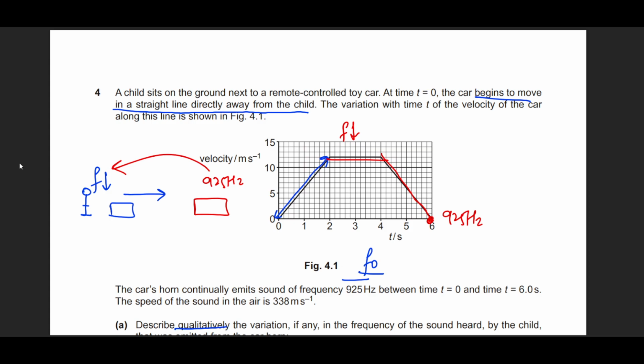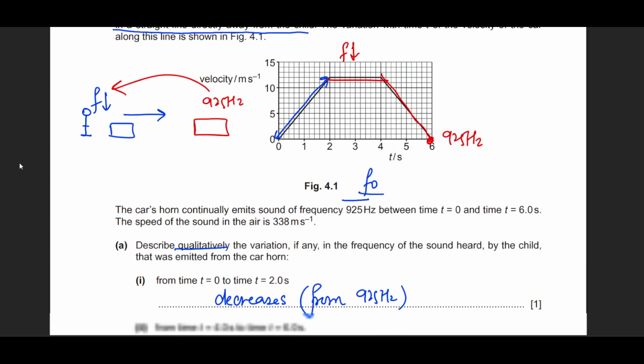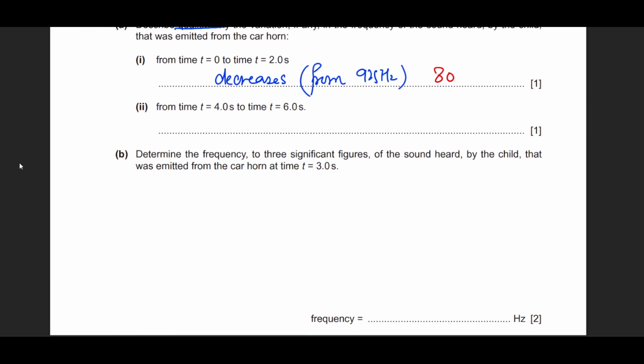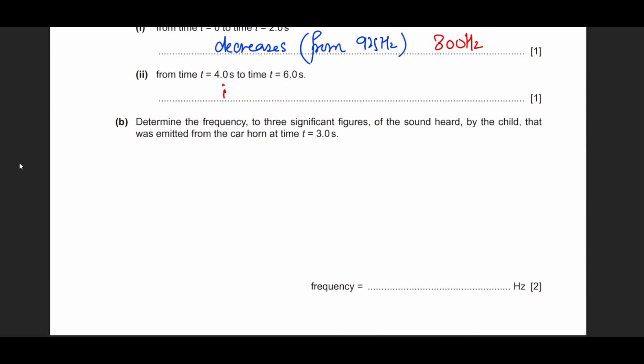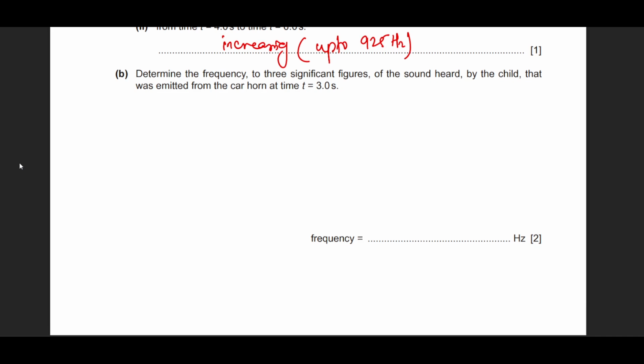So what is happening to the frequency? The frequency is increasing from previously decreasing to a certain value. Let's say it decreased from 925 to become, let's say, 800 hertz, for the sake of example. But now, when it slows down, it starts to increase from 800 back to 925. So over here, we will say that the frequency is increasing, and in bracket for your understanding, I'm writing down up to 925 hertz when it eventually stops. Although it's not increasing more than 925, it is just increasing from the value it had when it started moving away. That's why it's increasing.